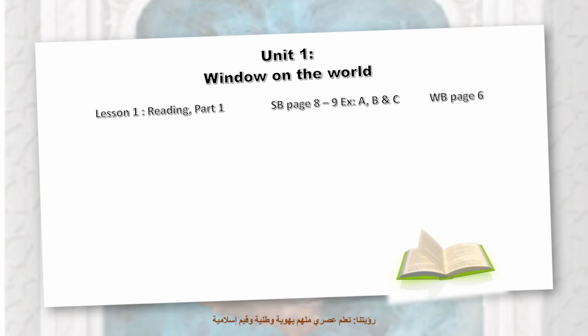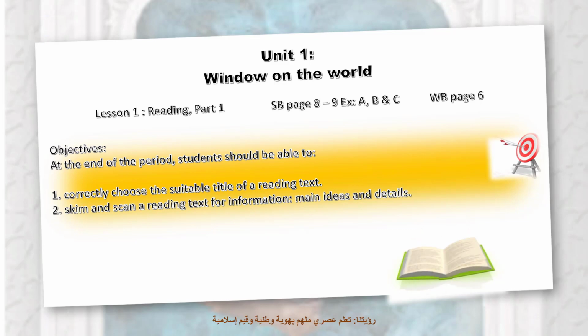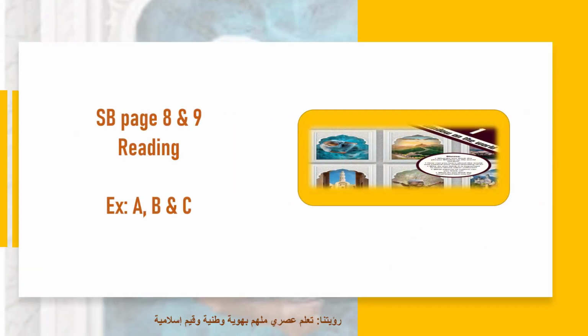Let's start our lesson by having a look at the objectives of today's lesson. At the end of this period, or this video, my students should be able to, number 1, correctly choose the suitable title of a reading text. Number 2, skim and scan a reading text for information, main ideas, and details. Now open your student books, pages 8 and 9, to do exercises A, B, and C. Let's start.